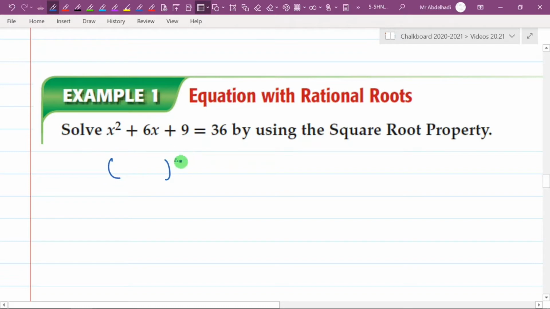It's got to be something and something squared. Well, this gives you x. And what do you square to get 9? 3. And what's the sign right over here? Plus. And there you go. This is the same as writing this. And now you've got 36 over here.